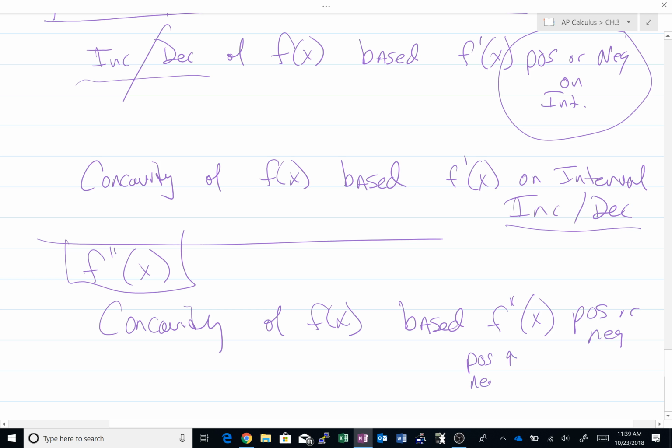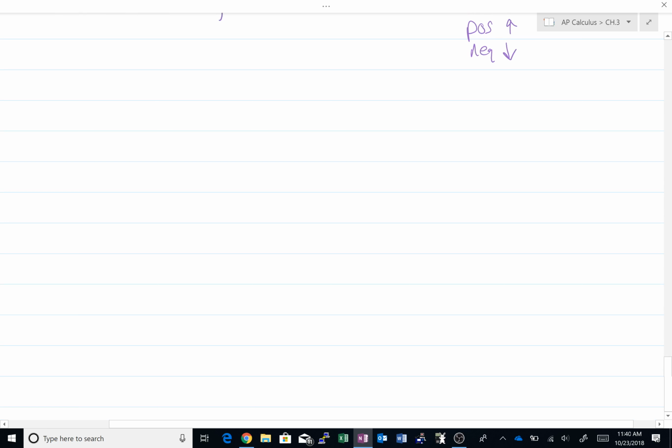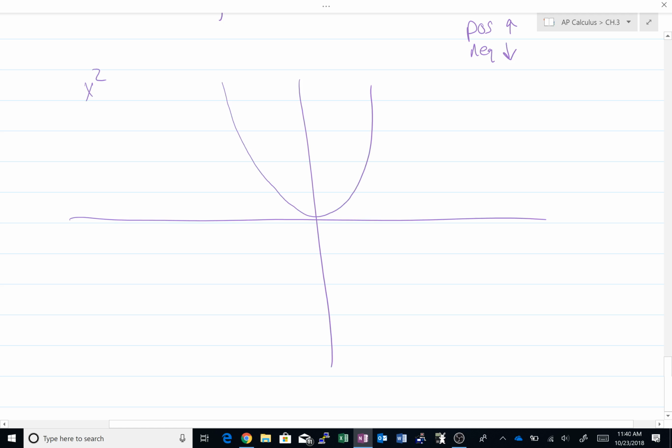Negative is down. Now, I'm going to stop there before I introduce more information here. I'm going to clear up questions. If you say, okay, let's say you want x squared, the first derivative is 2x, right? The second derivative is just 2. Exactly.